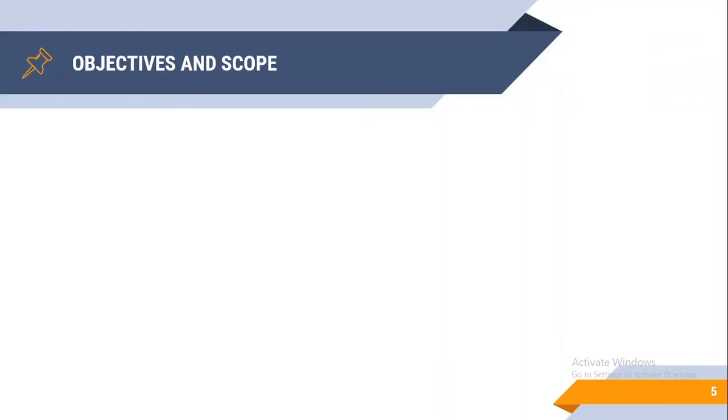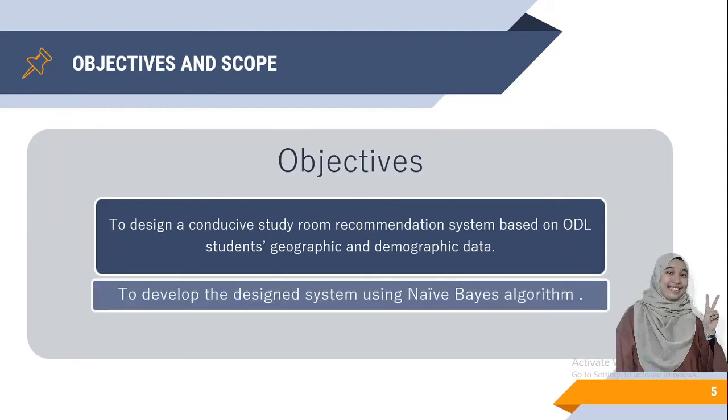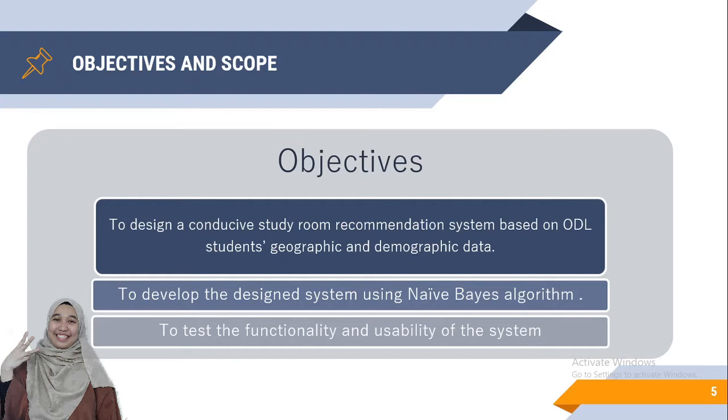For objective and scope of the project, the first objective is to design a conducive study room recommendation system based on ODL students' geographic and demographic data. The second objective is to develop the design system using 9PS algorithm. Lastly is to test the functionality and usability of the system.